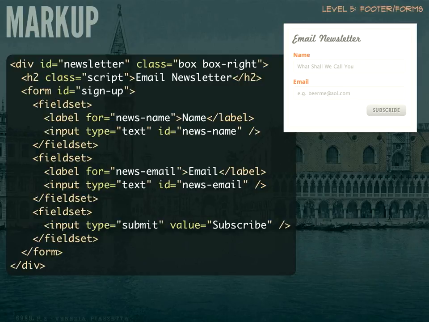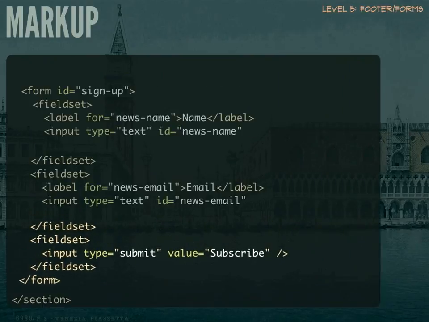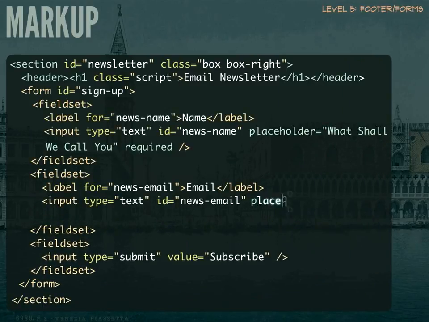Well, we're going to do a couple of things. First, like you would expect, we're going to replace our top-level div with a section because once again, it's a grouping of related content. We're going to add our header tag with a new H1 for email newsletter. And then we're going to do a couple of things with our individual form fields. Let's go ahead and take a look at those in more detail.